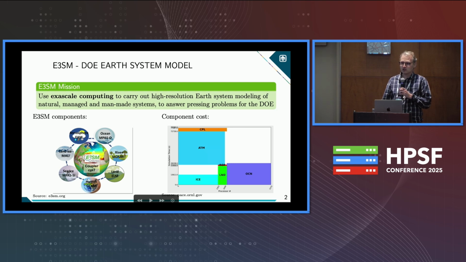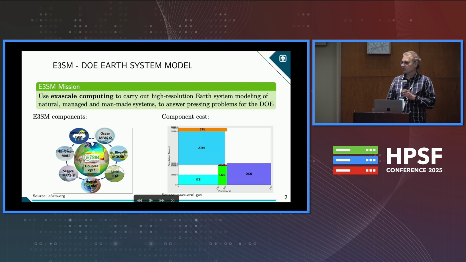E3SM is made of multiple components, as sketched on the left. There are atmosphere, ocean, sea ice, river, and other models. And they're all coupled together. Each model is basically its own multi-physics application. The current ocean component that Omega aims to replace is called MPAS-Ocean.